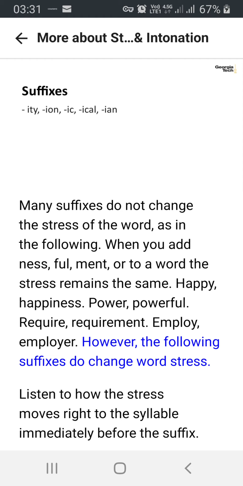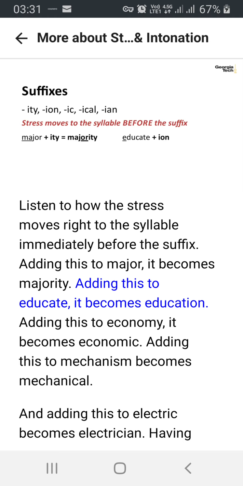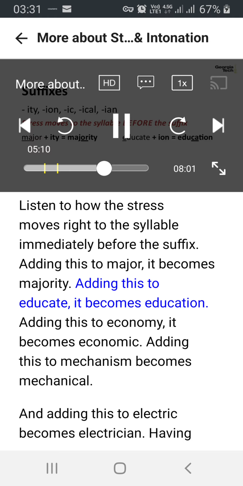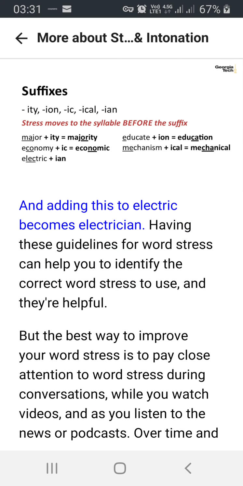However, the following suffixes do change word stress. Listen to how the stress moves right to the syllable immediately before the suffix. Adding "ity" to major, it becomes majority. Adding "ion" to educate becomes education. Adding "ic" to economy becomes economic. Adding "al" to mechanism becomes mechanical. And adding "ian" to electric becomes electrician.